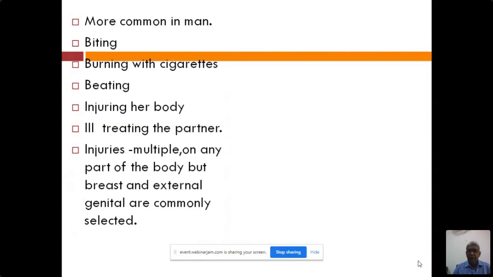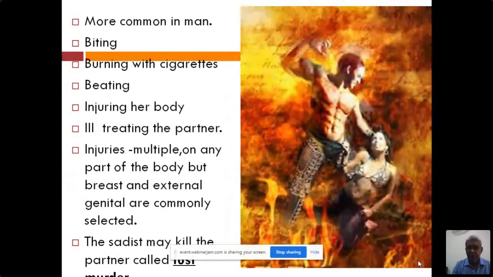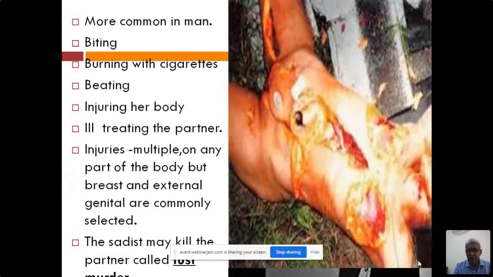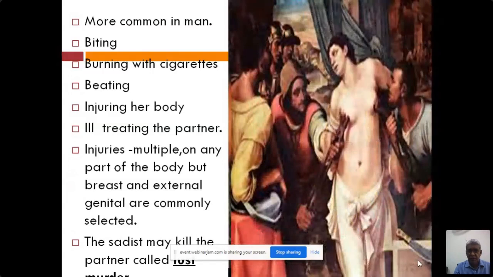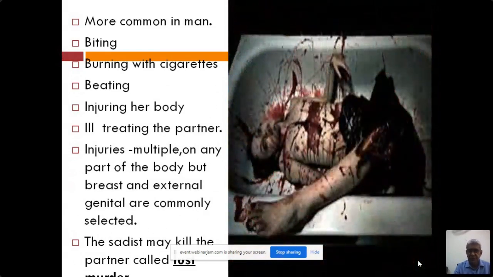These injuries are multiple and may be present on any part of the body, but particularly over the female genitals and the breast. These are the commonly selected areas. Sometimes the sadist, the person who causes pain to others, may kill the partner, called lust murder. This is an example of sadism by causing pain and humiliation, with severe injuries leading to death.